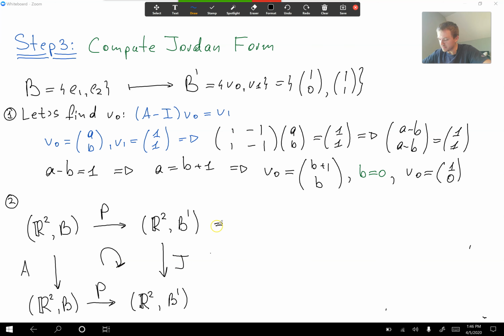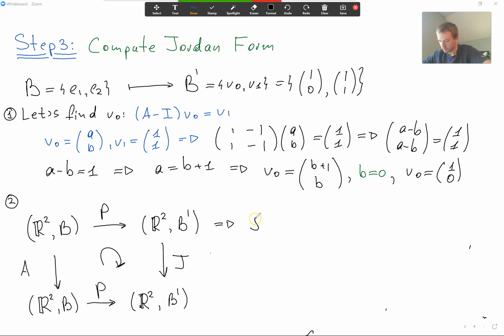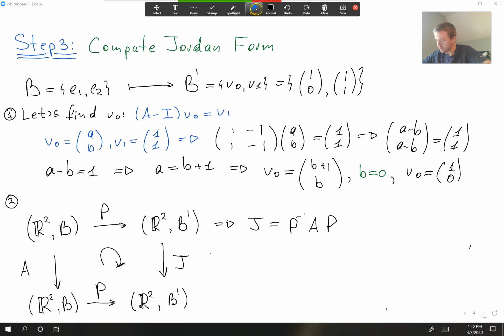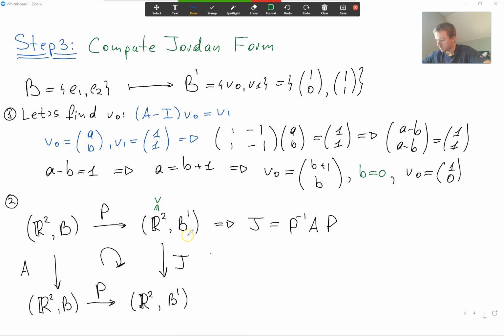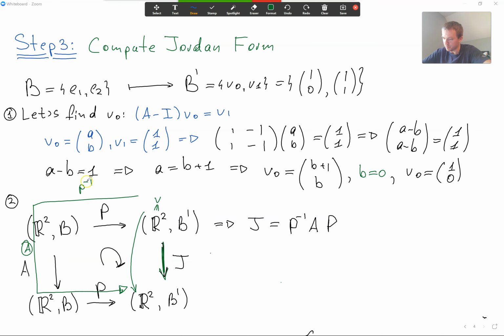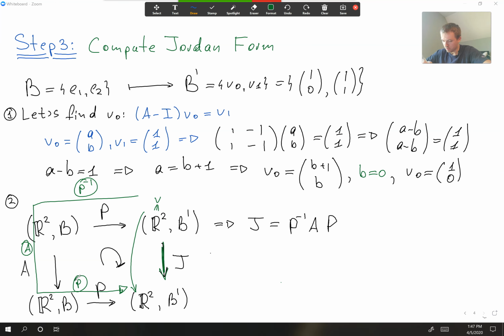You can see that to compute our G, we need just to compute P inverse A P. And why is this true? Because if I want to take some element V here and map this element to R squared over here, instead of using this G arrow, I'm going to first apply P inverse, then A, then P. In other words, this is how I trace my element by using this commutative diagram. So we're almost done. The only thing that we need to do is compute our matrix P.